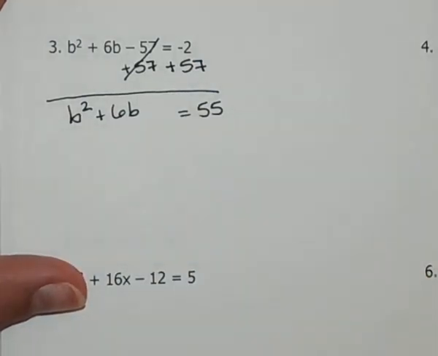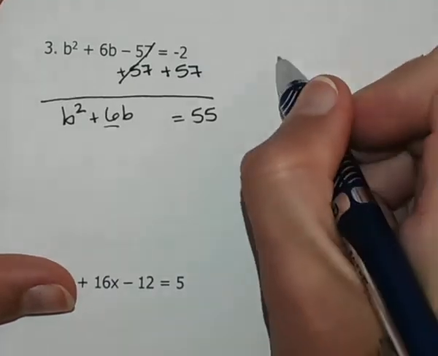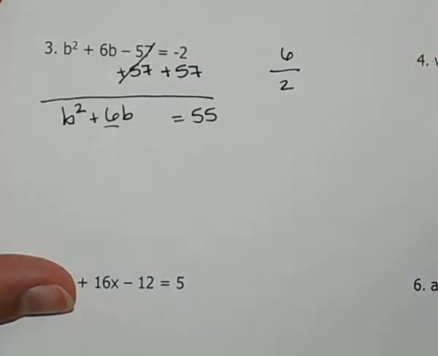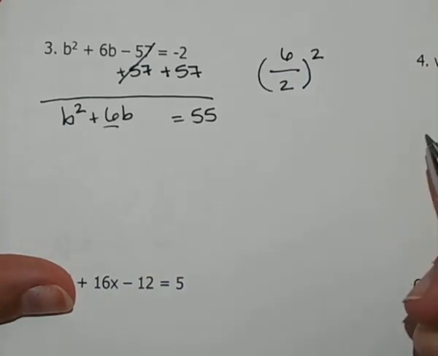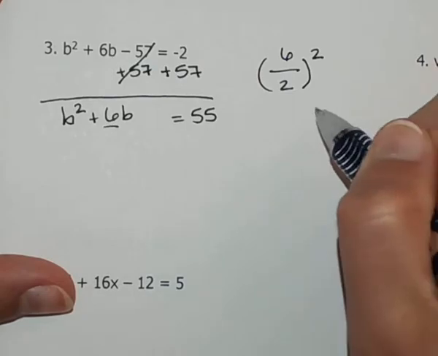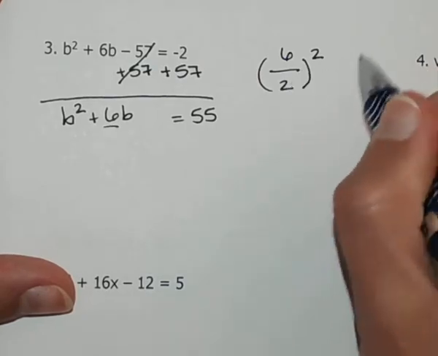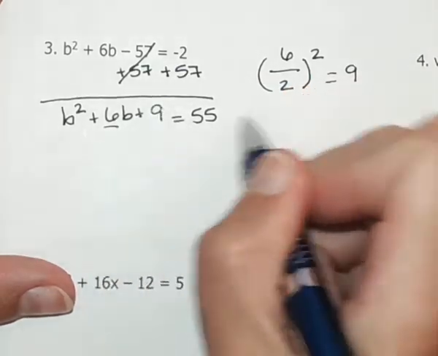Step 3, complete the square by taking half of b squared and add it to both sides of the equation. So in this case, we're going to take half of b, so we're going to divide 6 by 2, and then we're going to square it and add it to both sides of the equation. That's what step 3 says. So this will be 6 divided by 2 is 3, 3 squared is 9. And that's the number we're going to add to both sides of the equation.